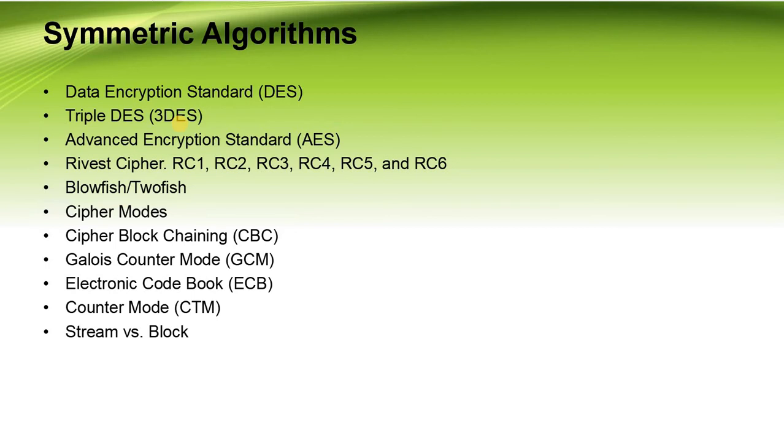CTM, CTR, counter mode, uses a counter function to generate a nonce that is used for each block encryption. The sequence of operations is to take the counter function's value, encrypt it using the key, then XOR with the plaintext. Each block can be done independently, resulting in the ability to multi-thread the processing. CTM is also abbreviated CTR in some circles.